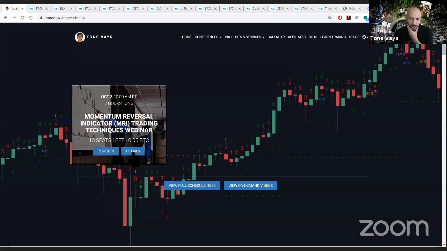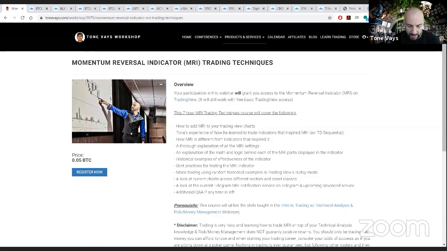All right, let's go to screen share. Once again, this is the workshop coming up this Saturday on the MRI. You can click on the details. I was able to fill these out. And for those that already have access to the current version of the indicator, I will cut out this part right here, a thorough explanation of all the MRI settings, and I will provide that to you guys so that you know what is different visually in the MRI, because the way you trade it is exactly the same. Everything else pretty much remains intact.